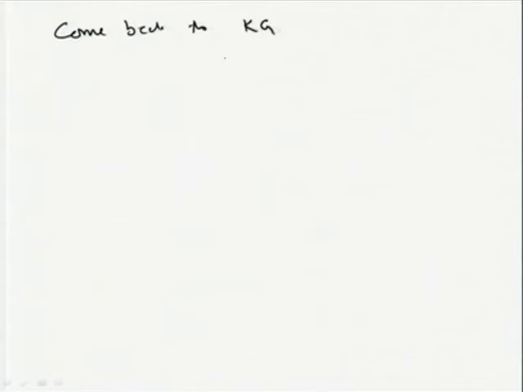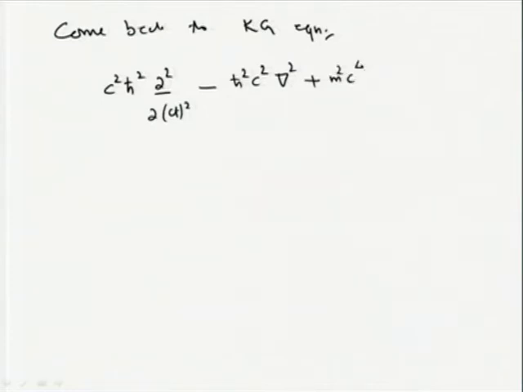Let me call this, for short, the KG equation. So, we have, let me write it in terms of c square h cross square, second derivative with respect to time, or c t, minus h cross square c square grad square, plus m square c to the power 4, psi equal to 0. Please refer to the previous lecture for this. We had written this down.